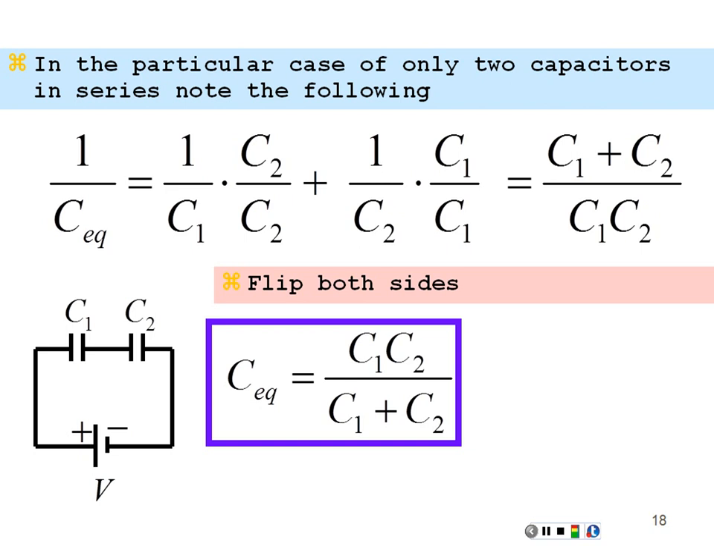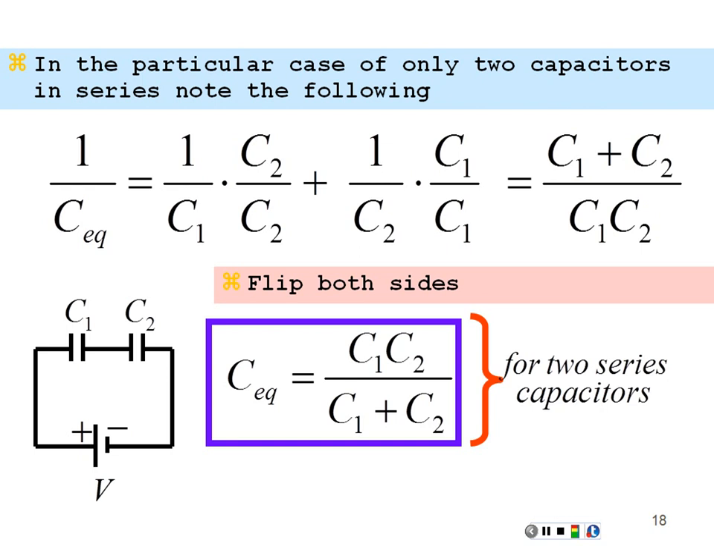I can do this for 2 capacitors in series, but you can't do it for 3. So it's not true that if you had 3 in series, it would be C1, C2, C3 over C1 plus C2 plus C3. That doesn't work. You can verify the math for yourself. So it only works for 2 capacitors in series.